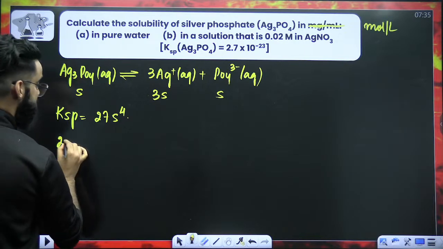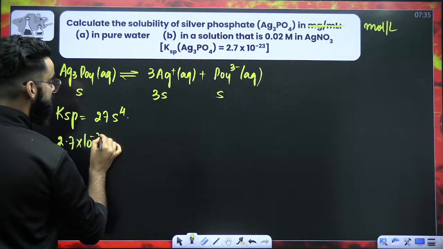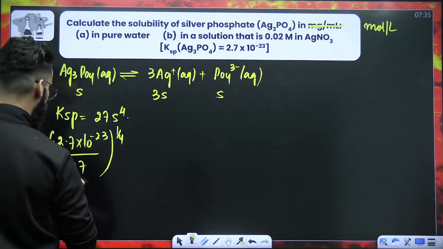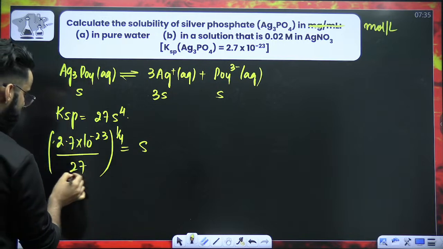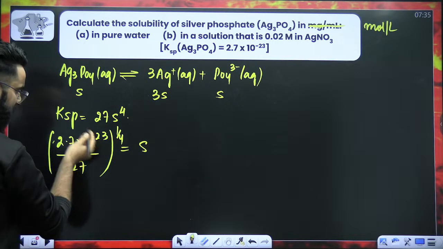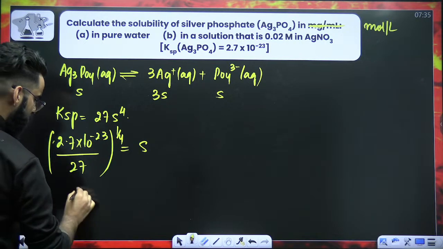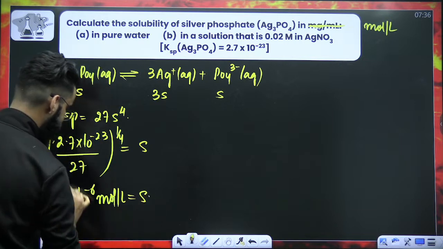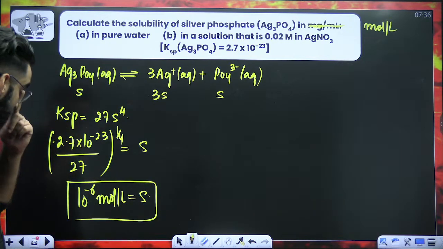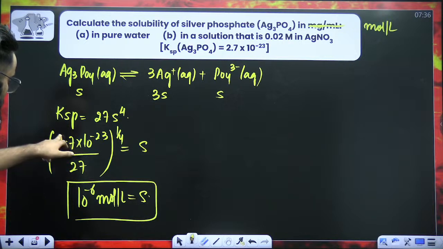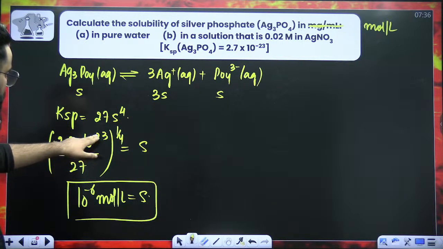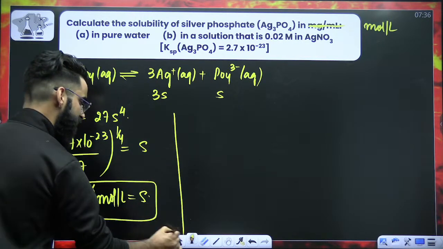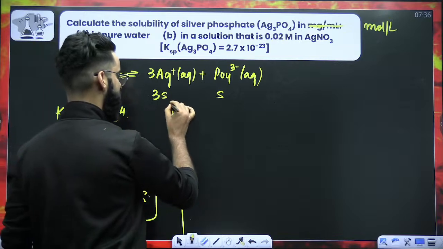KSP value is given to us as 2.7 into 10 raised power minus 23. Divided by 27, whole raised power 1 by 4, and this is equal to S basically, right? So it will be 10 raised power minus 24 raised power 1 by 4. So that's 10 raised power minus 6. So 10 raised power minus 6 moles per liter is the solubility, right? When you solve it, it's going to come out as 10 raised power minus 6. This is the solubility of silver phosphate in water.